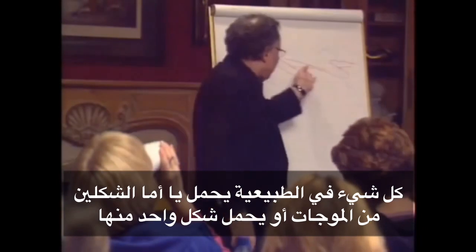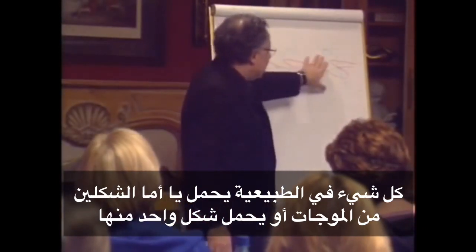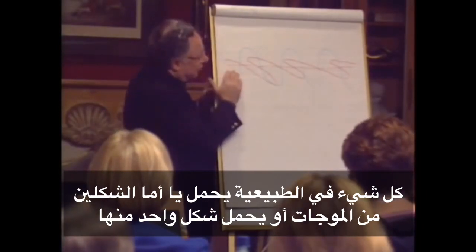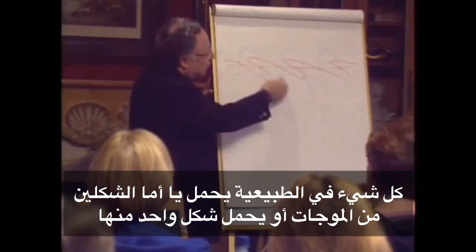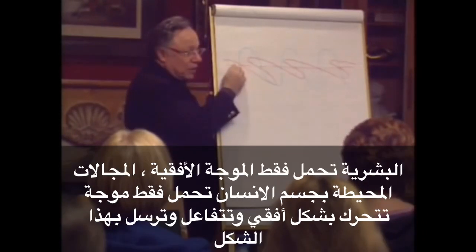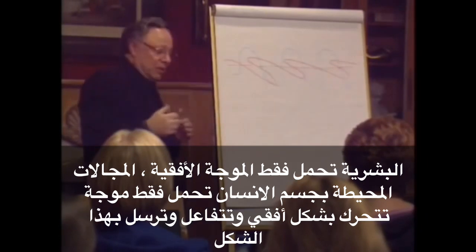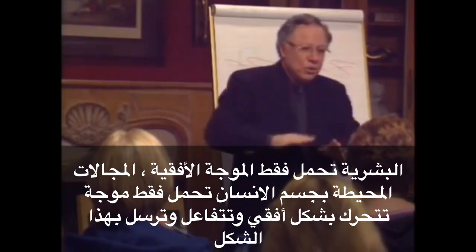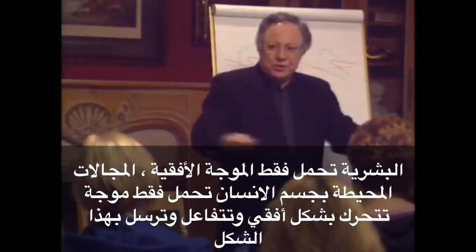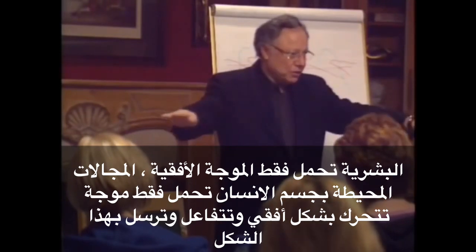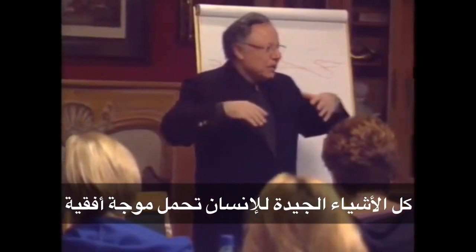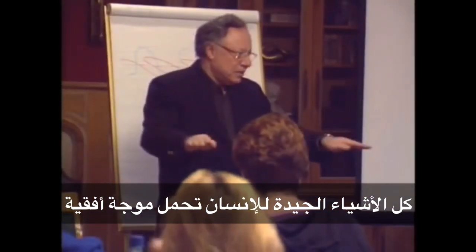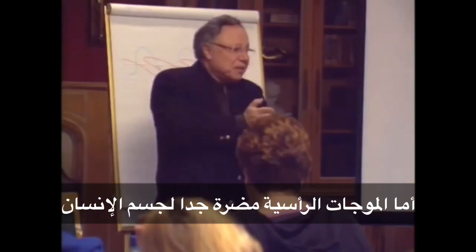Now, everything in nature has either the two waves or one wave. Humanity has only the horizontal wave. Our wavelengths of our fields move horizontal. When we emit waves, they move horizontal. All things that are good for us have horizontal waves. Now, the vertical aspect is very harming.